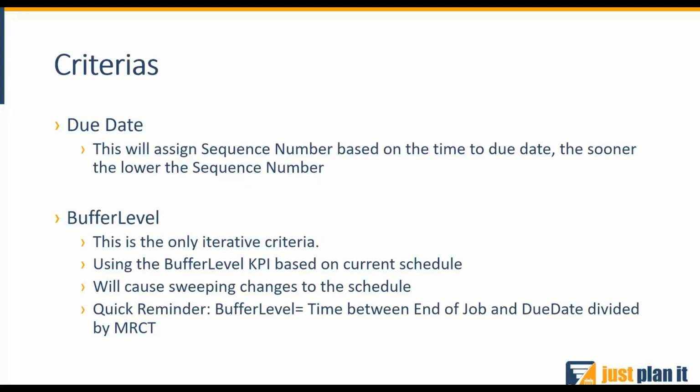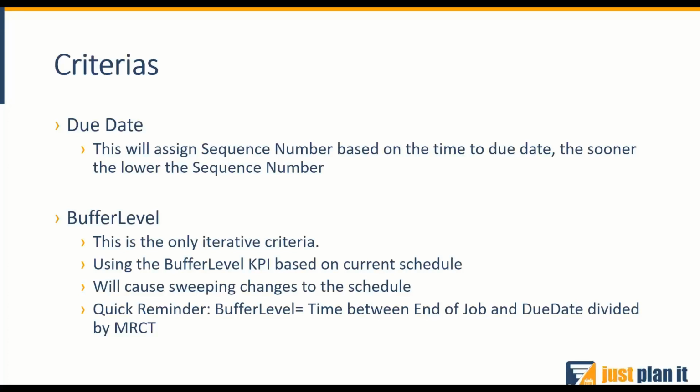Let's take a look at the criteria that you actually have available to choose from when thinking about the automated assignment. So one is the due date. The due date is fairly self-explanatory. This will assign the new sequence number based on the time left before the due date, and the sooner the due date comes, the lower the sequence number will be, and as is the base of Just Plan It, the earlier the job will be planned in.